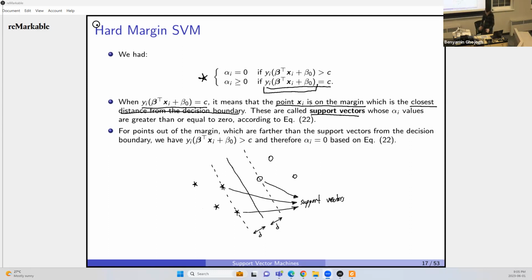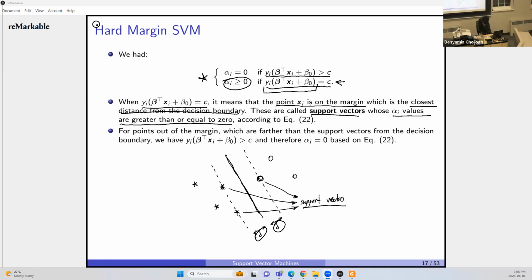So assume this is a decision boundary. We have some margin distances, equal margin here. Here, they are exactly on the margin, okay, with the smallest distance, and it means that they are support vectors. In this case, we saw that their alpha i's might be zero, might not be zero. It's greater than or equal to zero. So for support vectors, the dual variables are greater than or equal to zero, right?